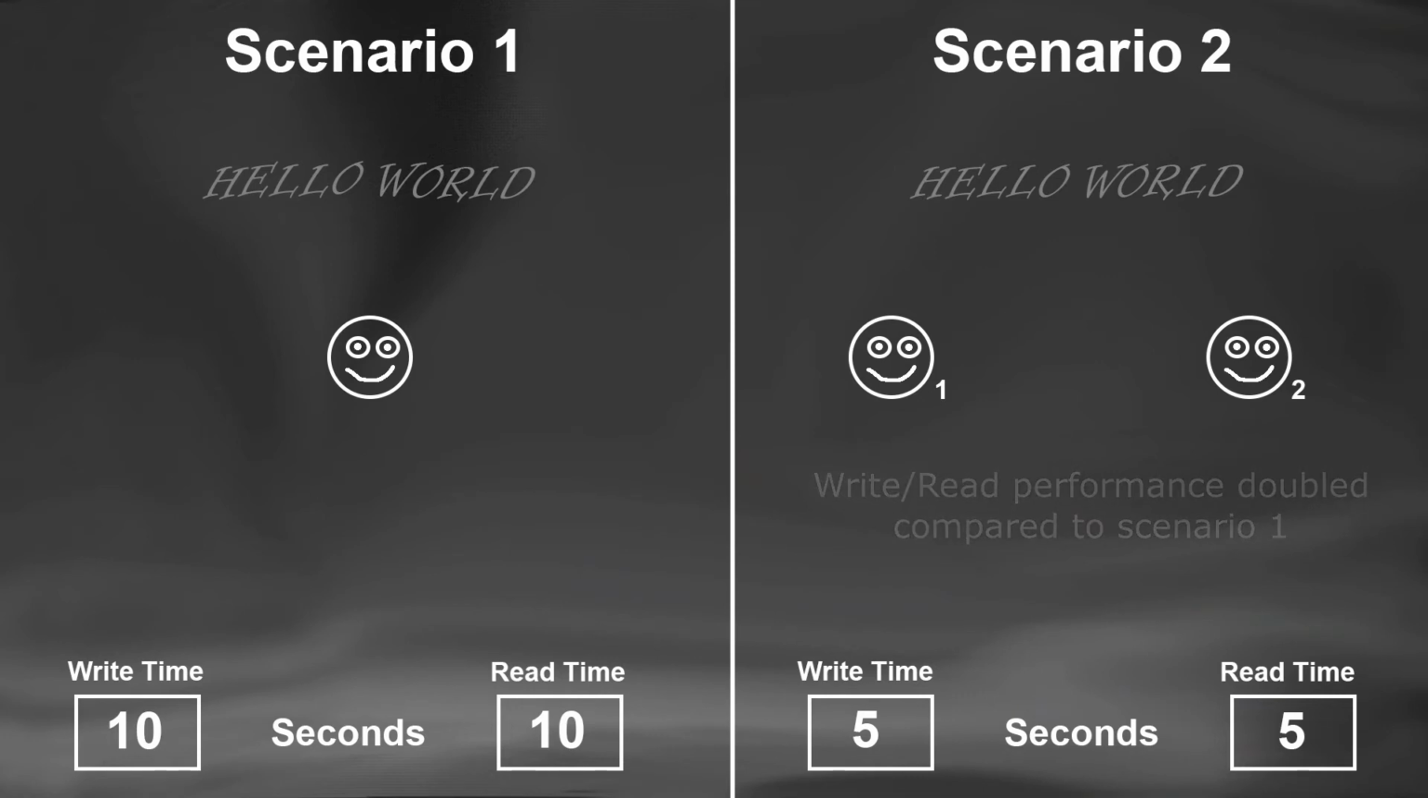But there is one problem. Suppose one person vanishes, then the message becomes incomplete and meaningless. You need both people to exist in order to have a complete meaningful message. Scenario 2 is similar to the RAID 0 configuration.